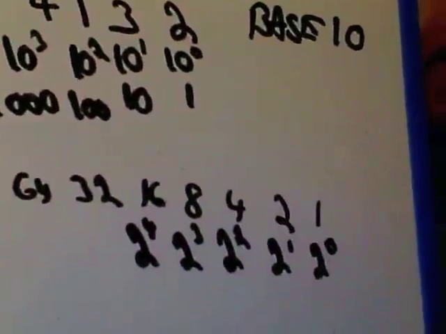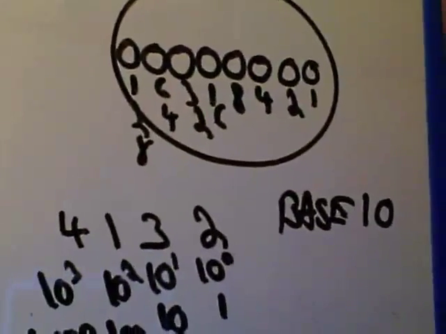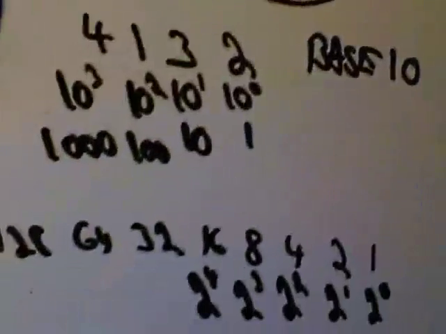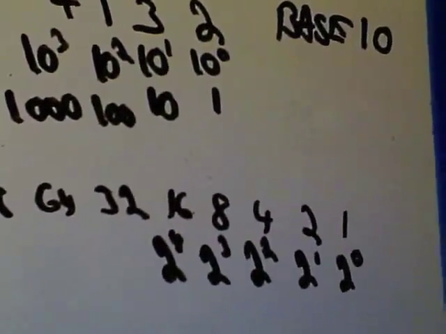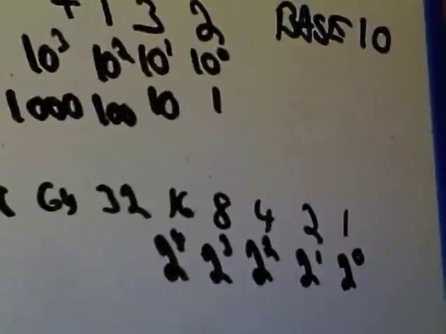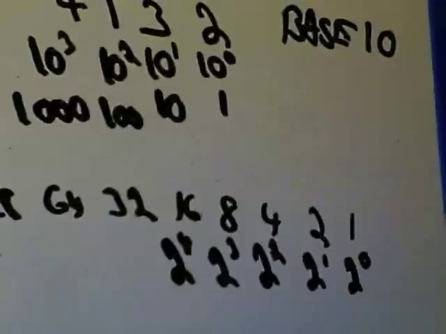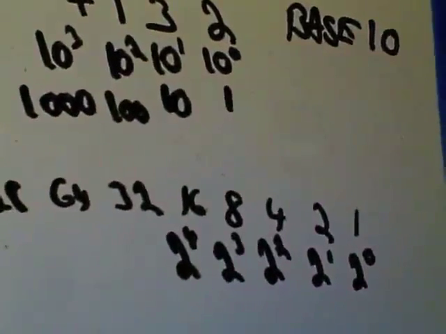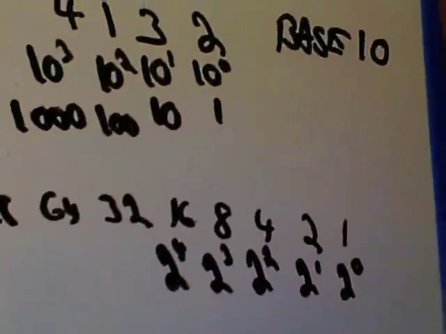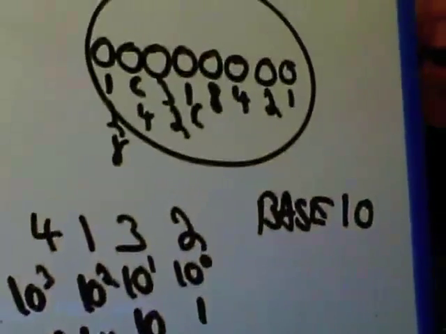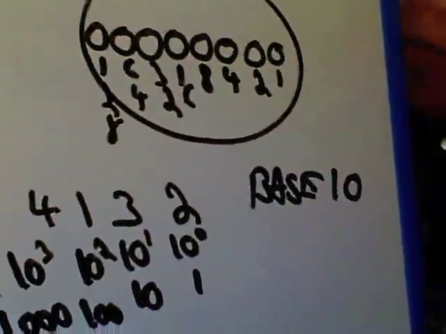Well, take a look at the numbers that are at the bottom of our 8-bit byte: 1, 2, 4, 8, 16, 32, 64, 128. What's 2 to the 0? 1. What's 2 to the first power? 2. What's 2 squared? 4. 2 cubed? 8. 2 to the fourth? 16. 2 to the fifth? 32. 2 to the sixth? 64. 2 to the seventh? 128. So what we use here is a binary, a base 2 numbering system to give us those values.